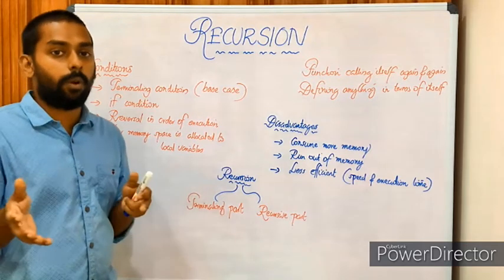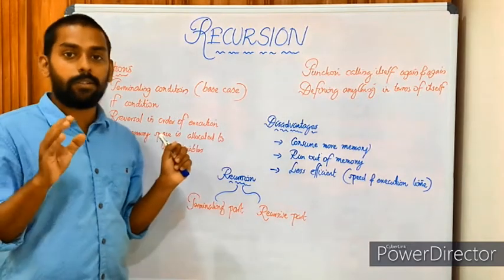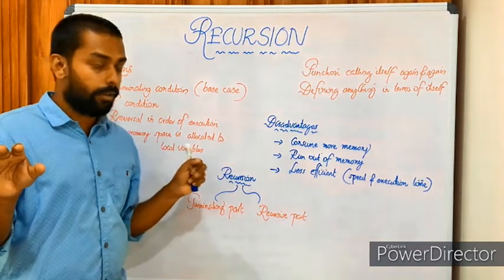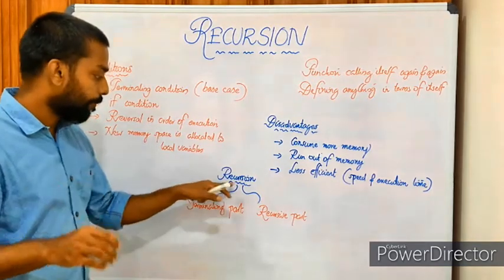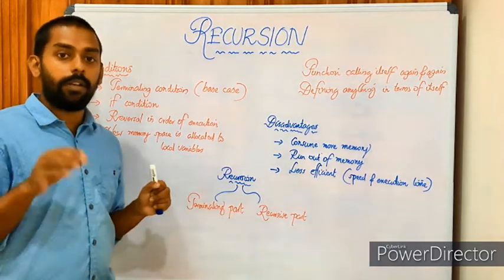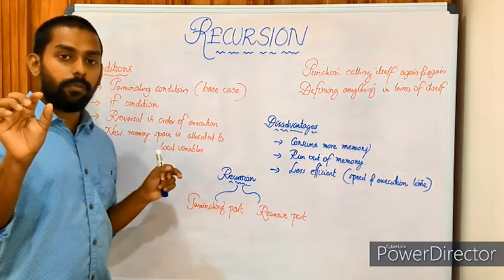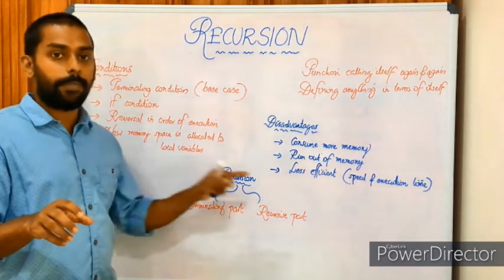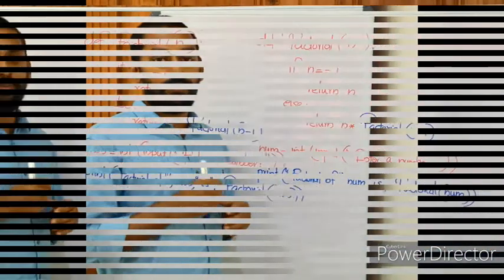A stack is a data structure following what? LIFO, last in first out. Then the disadvantages: it consumes more memory, it can run out of memory if there is no terminating condition, and it is less efficient in terms of speed and execution time. Then recursion has two parts, the terminating part and the recursive part. Both are important. The terminating part is the part meant to terminate the recursive process, and the recursive part is the part that does the recursion. Now let us have an example for recursion.